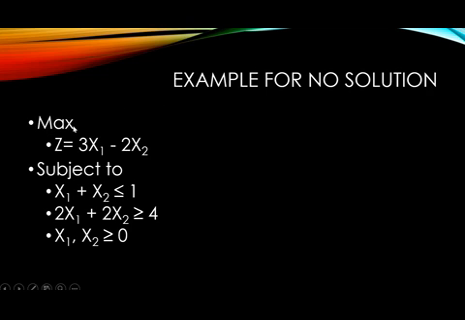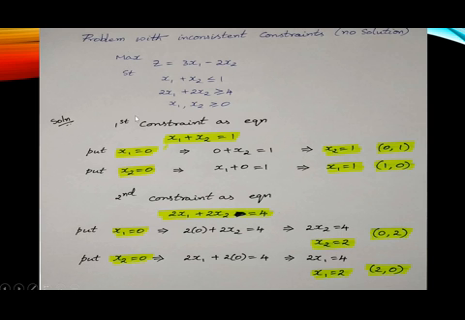So the problem that I consider is max z equals 3x1 minus 2x2 subject to x1 plus x2 less than or equal to 1, 2x1 plus 2x2 greater than or equal to 4, and the non-negativity constraint x1, x2 greater than or equal to 0. So when I try to solve it with the procedure, first constraint as equation: x1 plus x2 equals 1. When x1 is 0, x2 is 1. When I put x2 equal to 0, I get x1 equal to 1. So the points that I get are 0, 1 and 1, 0.